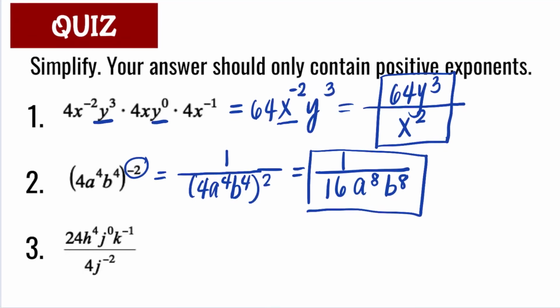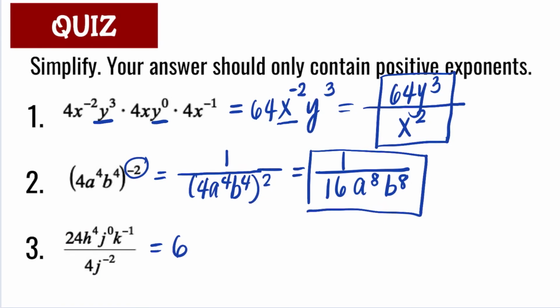Question number 3. 24 h to the 4th, j to the 0, k to the power of negative 1, all over 4j to the power of negative 2. In simplifying problem number 3, we need to use the quotient rule. The first thing that we need to do here is divide the coefficients. 24 divided by 4, and that is 6. Now let's simplify the variables.